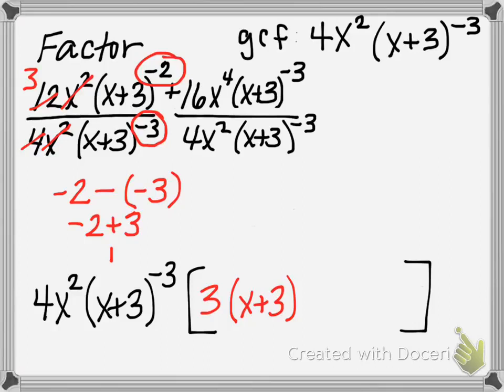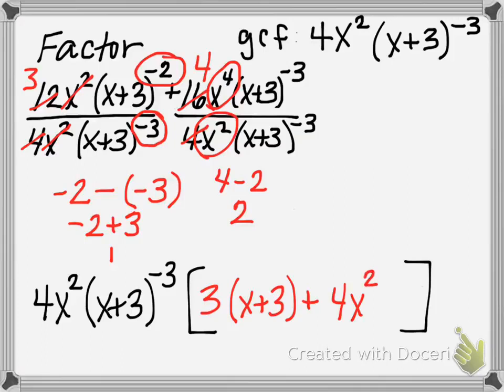So now moving on to the second term, we do the division. 4 divides into 16 4 times. Then we have x squared dividing into the x to the fourth. Again, look at the exponents. If you subtract your exponents, 4 minus 2 is going to be a 2. That's why we have an x squared.